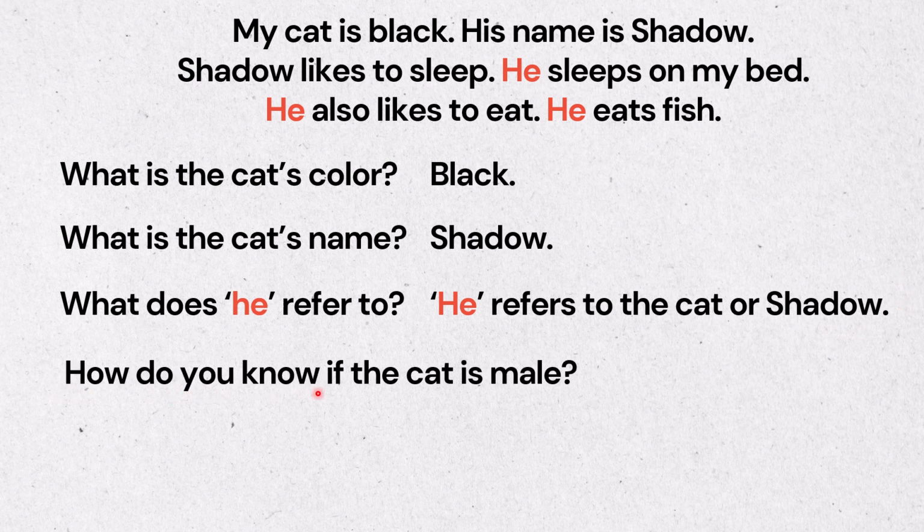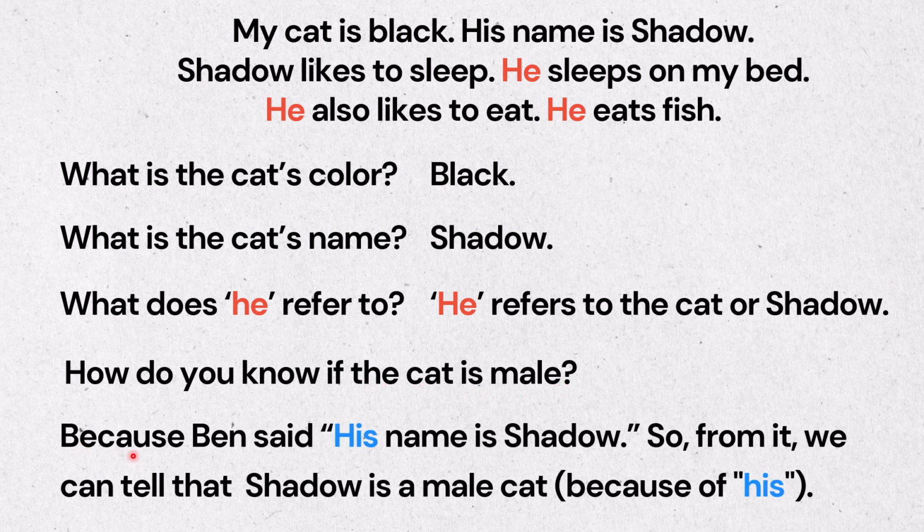So how do you know if the cat is male? Because Ben said his name is Shadow. So from this information we can tell that Shadow is a male cat. Remember, his name, not her name. If Ben said her name, the cat would be female, but in this story, he said his name is Shadow, so meaning the cat is male.